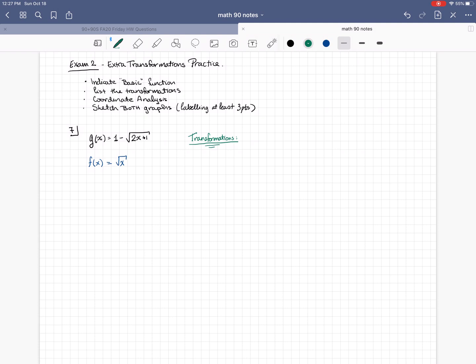Okay, so first of all, this 2 is on the inside. That tells us that we're impacting the x coordinate, and that tells us that it's a horizontal. And then since 2 is greater than 1, this is a horizontal compression by a factor of 2.